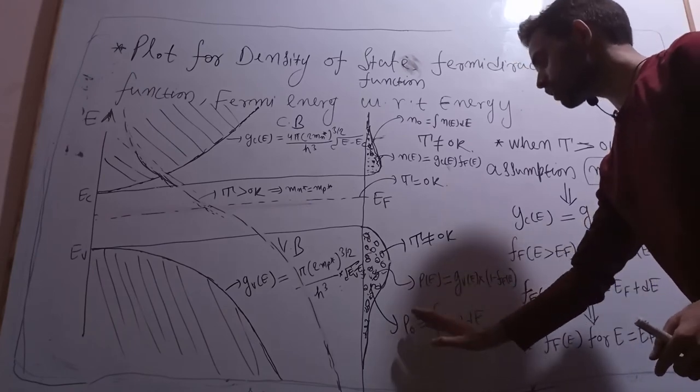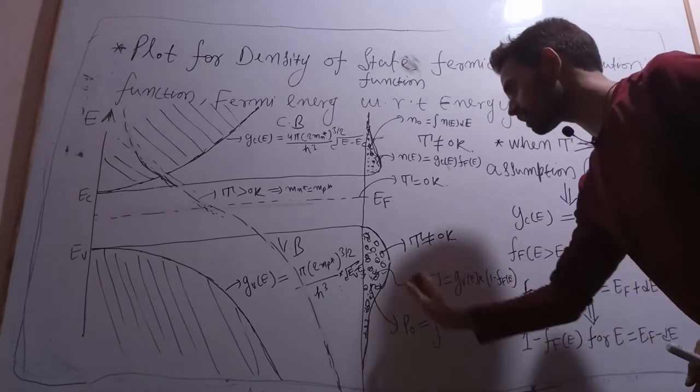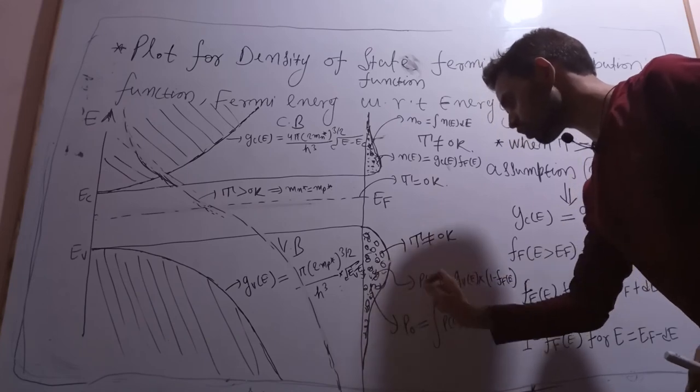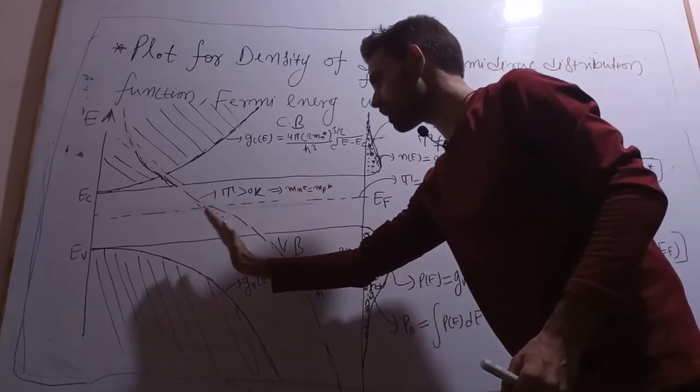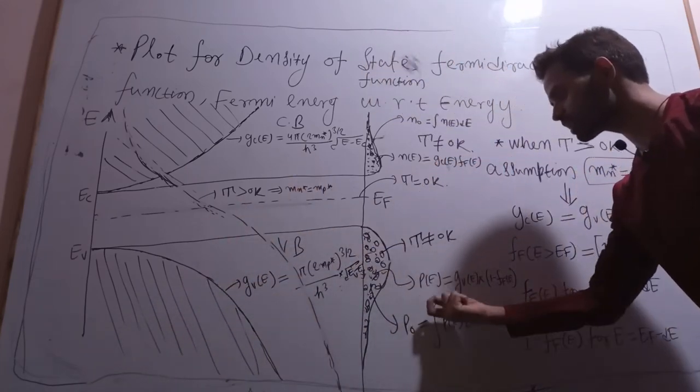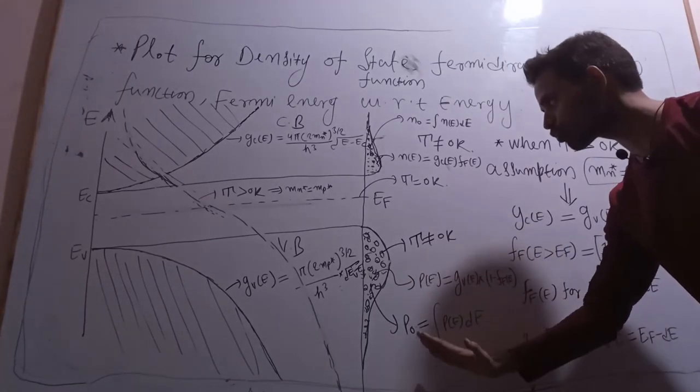Entire valence band energy. We will get what? When we integrate the distribution of holes over the entire valence band energy, then we will get what? We will get the total number of holes per unit volume.